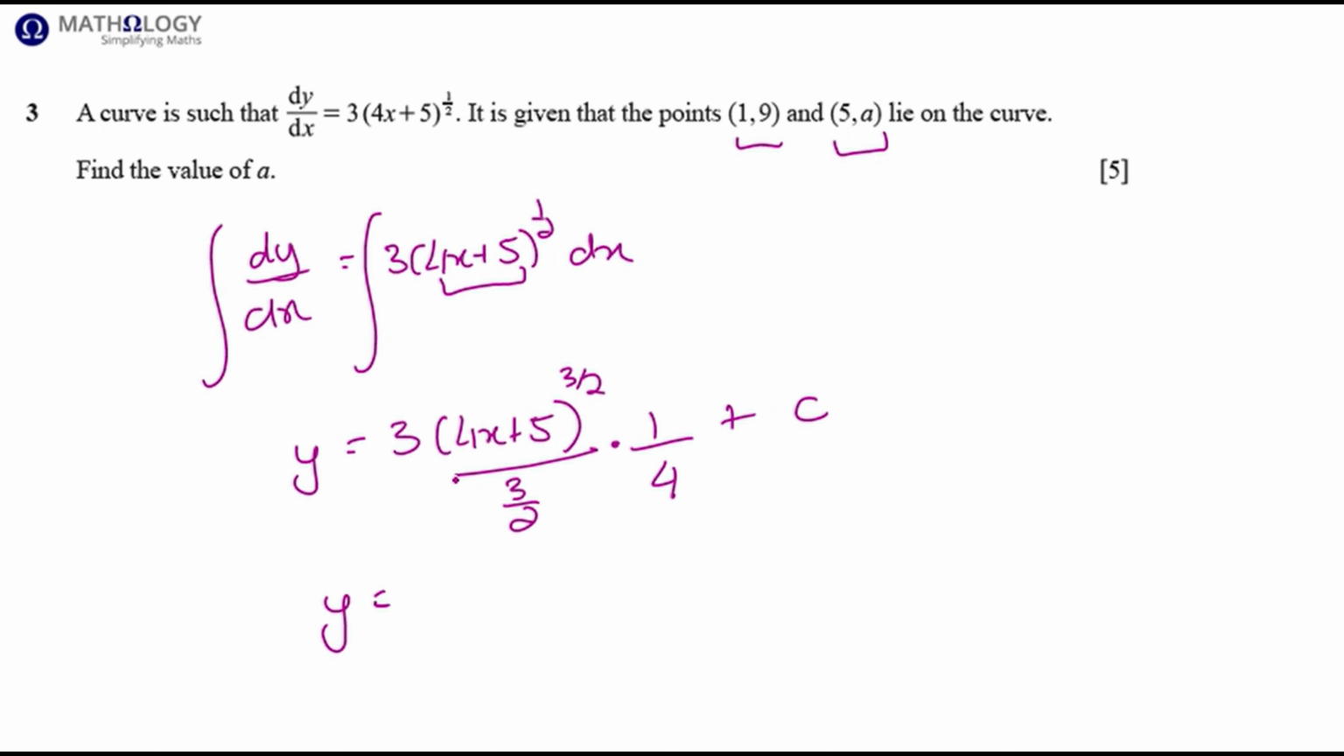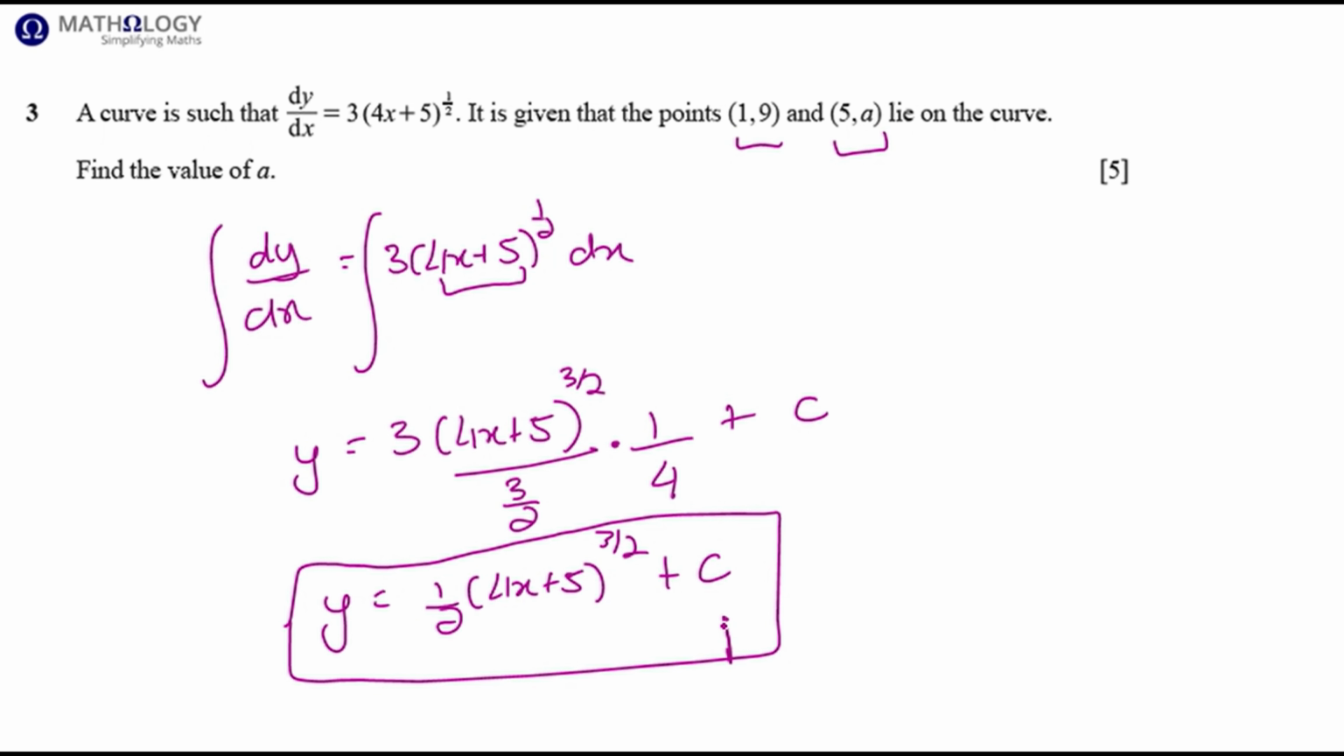So y will be 3 divided by 3 over 2, which is the same as 3 times 2 over 3. So that'll just give us 2. And then 2 times a quarter will give us a half. So we have y equals a half times (4x + 5) to the 3 over 2 plus c. Now this is the equation of the curve. To find the constant of integration, we're going to substitute this point (1, 9) in.